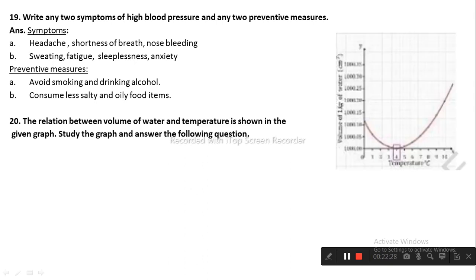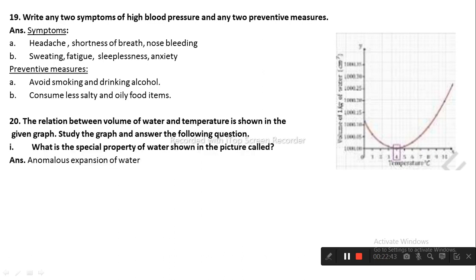Next one. The relation between volume of water and temperature is shown in the given graph. So study the graph and answer the following. Here is a graph showing the relation between temperature and volume. We know that water has a special property known as the anomalous expansion of water. This is a special property shown in the graph. Water has maximum density and minimum volume at 4 degrees Celsius.